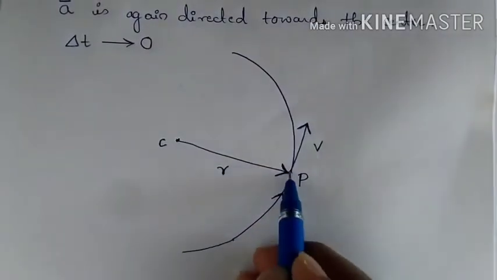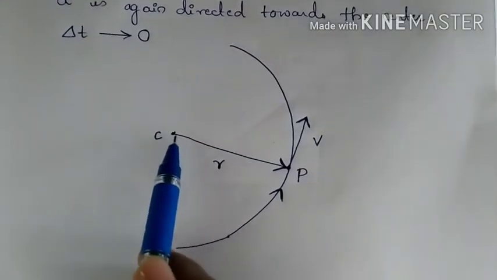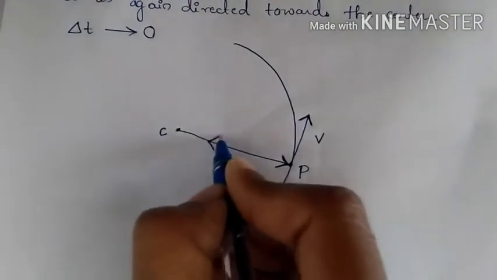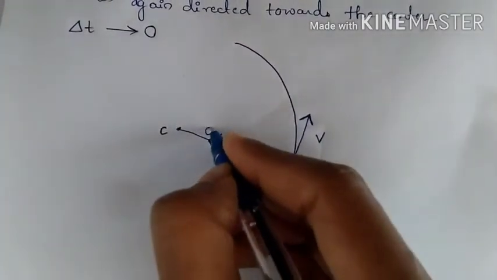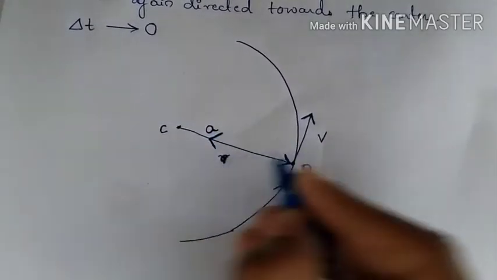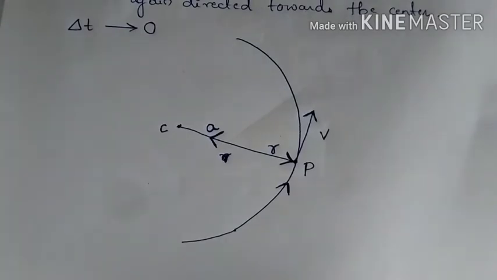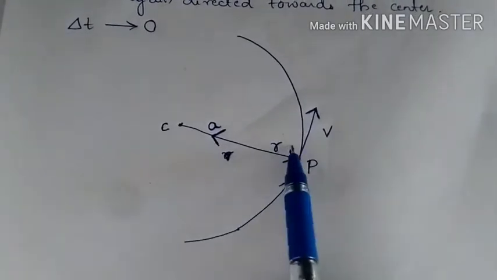Now acceleration will be again directed towards the center of the circle. So that means acceleration will be in this direction. So this is A and this is R. Clear? So hope this diagram is clear to you all. So there is nothing difficult in this.